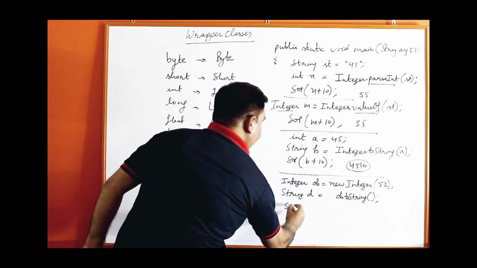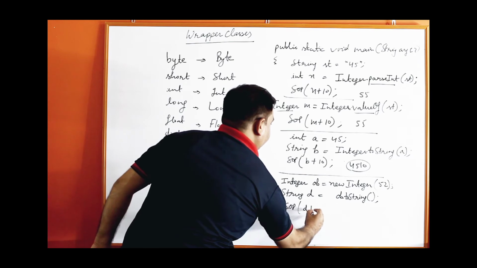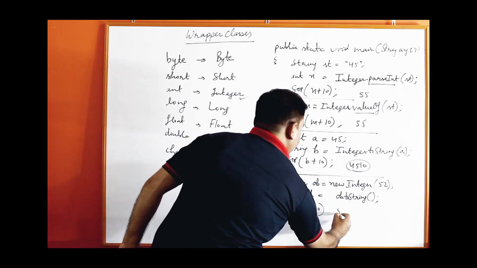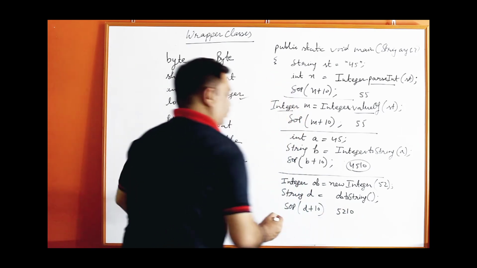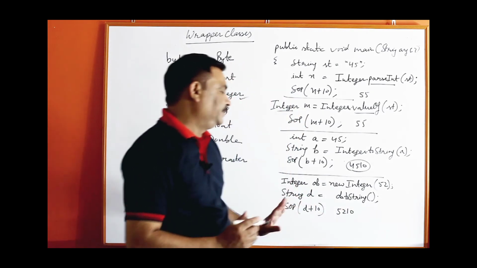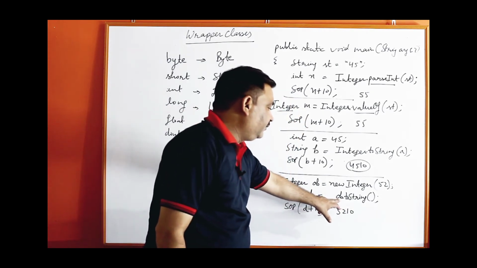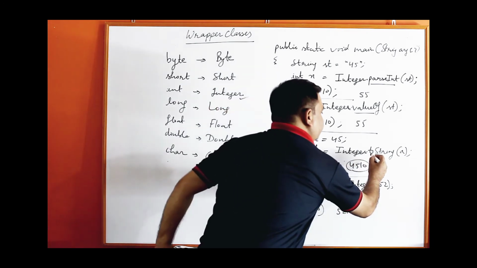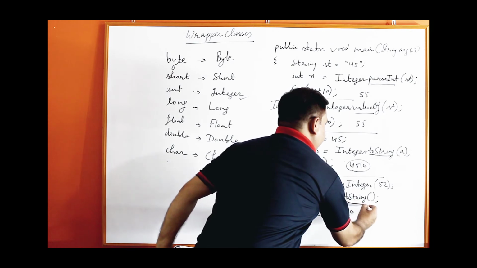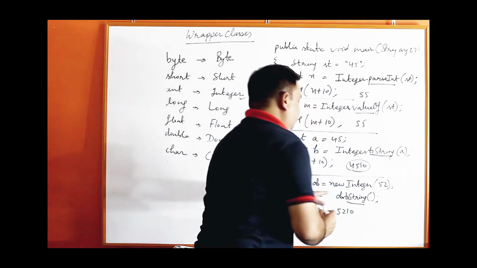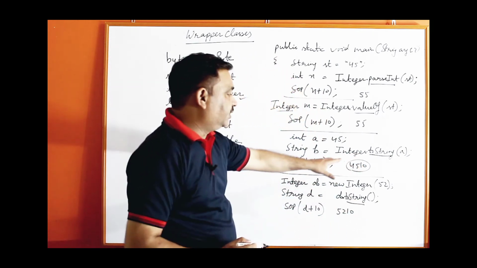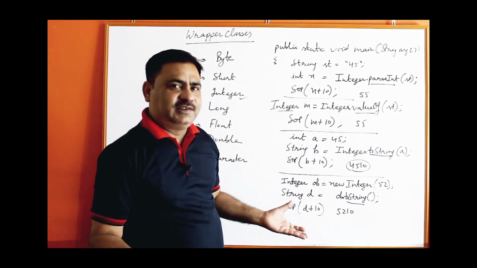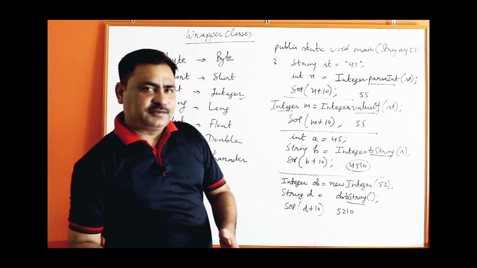You can also print and check d plus 10. The value is 52, and when you see the output, it will be like this. So 10 will be concatenated to d. So the value of this object will be converted into a string. Here also the function name is toString, here also toString, but one is called with the help of the object, the other with the help of the class name. This is static, this is non-static. Static belongs to the class and non-static belongs to the objects.